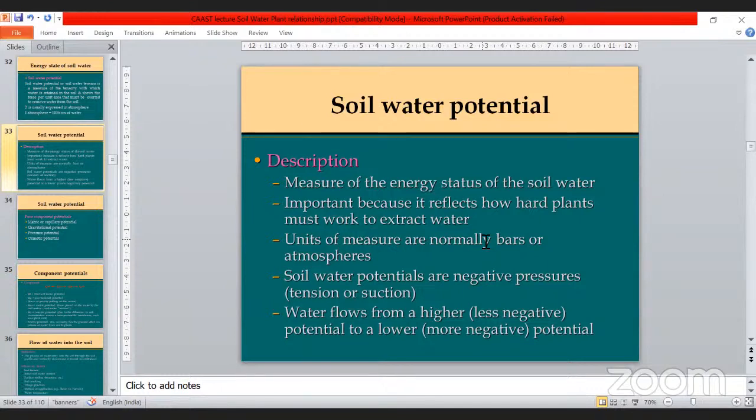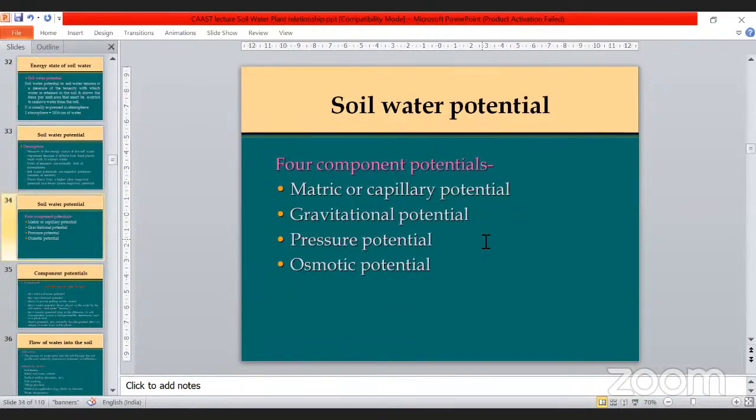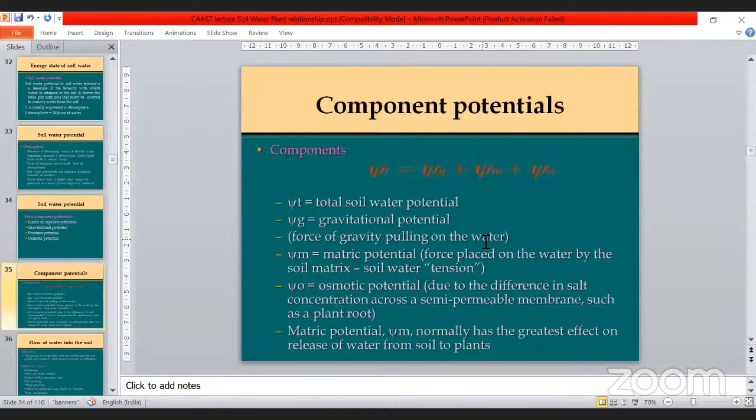Soil water potentials are negative pressures, and water flows from a higher potential to a lower potential. Soil water potential has components: matric or capillary potential, gravitational potential, pressure potential, and osmotic potential. Total soil water potential can be calculated as the sum of the gravitational potential, the matric potential, and the osmotic potential. If they come together, you can get a better computation of the potentials.